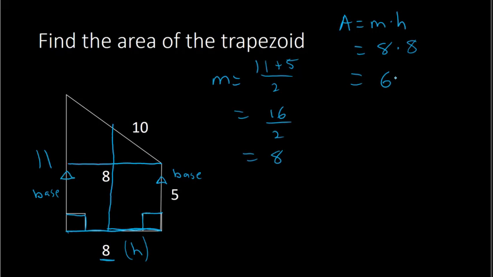So we take 8 times 8 to get 64. And there's no units given, so no need to write the units. But the area is going to be 64. And that is my solution.